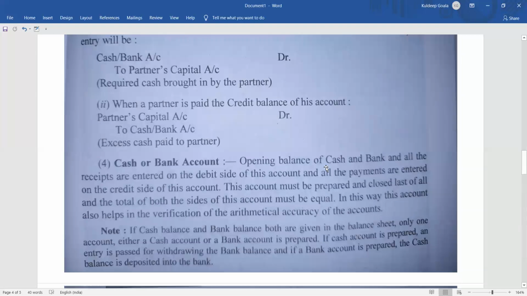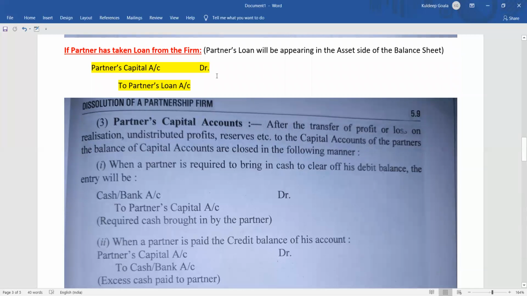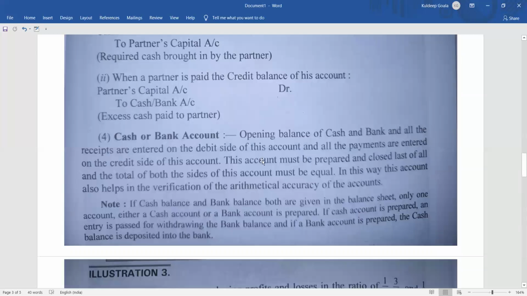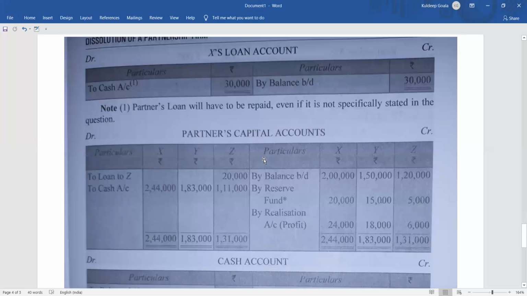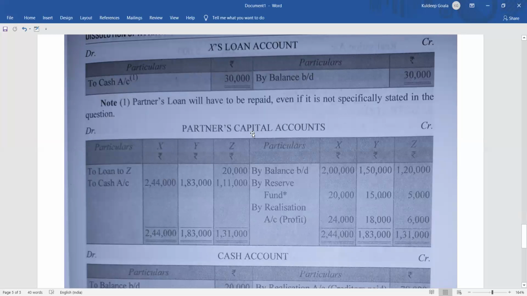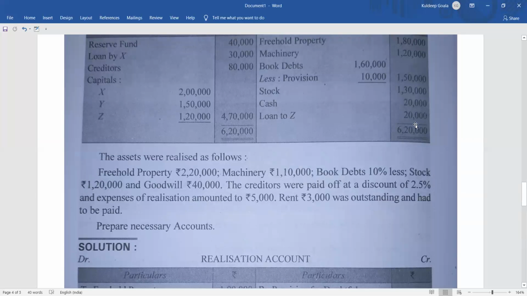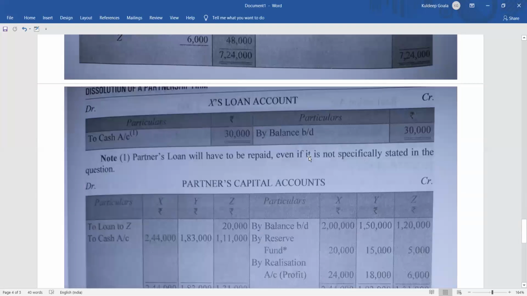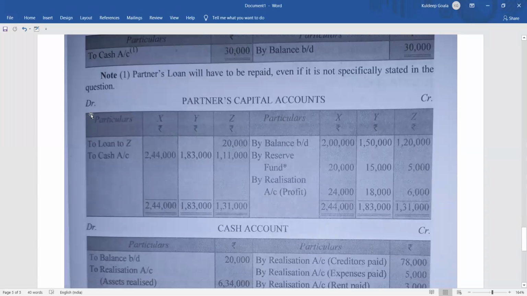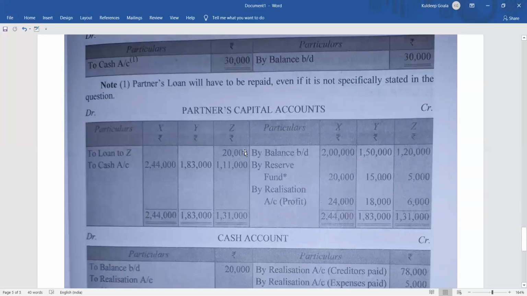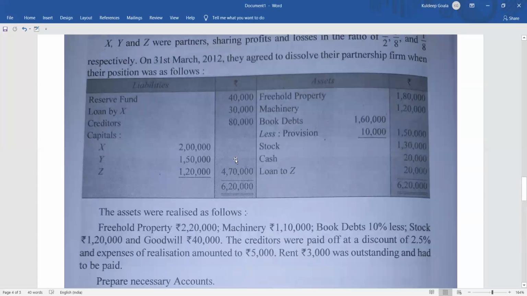I'll just show you the entry once again. It is partners capital account debit to partners loan account, right? So partner capital के debit side में क्या लिखना है? To loan to Z. ठीक है, Z के लोन में कितना है? Z का लोन देखो तो, what is the Z amount? 20,000. So it will go in the debit side of Z's capital as to loan to Z. You can see here in the debit side of Z, it is mentioned here. How much? 20,000. I hope all of you understood that. Okay. Good. Then now we will go to the next one.